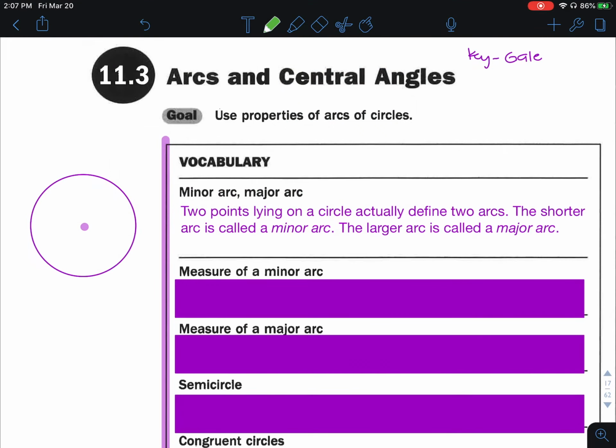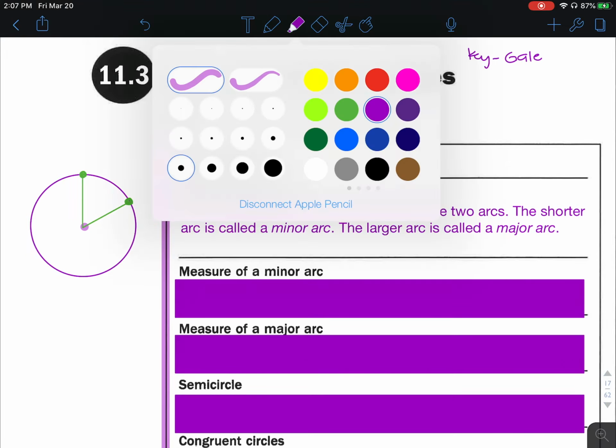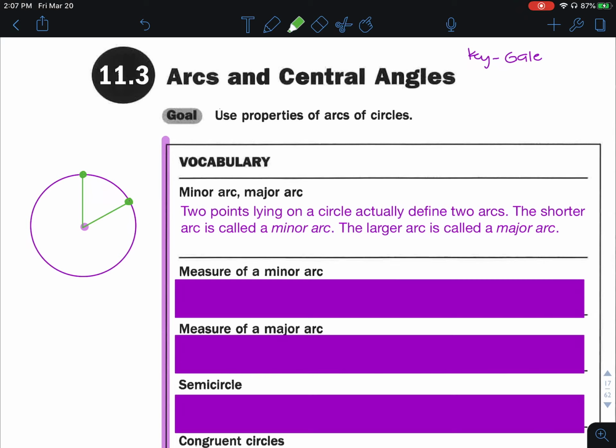So to the left here, I have a circle. That dot in the middle, of course, is the center. Again, it says 2 points lying on a circle, so I'm going to make my 2 points. My 2 green points. All right, I'm going to connect them with some radii, which we know what that is. Okay, so I have my 2 points on the circle.